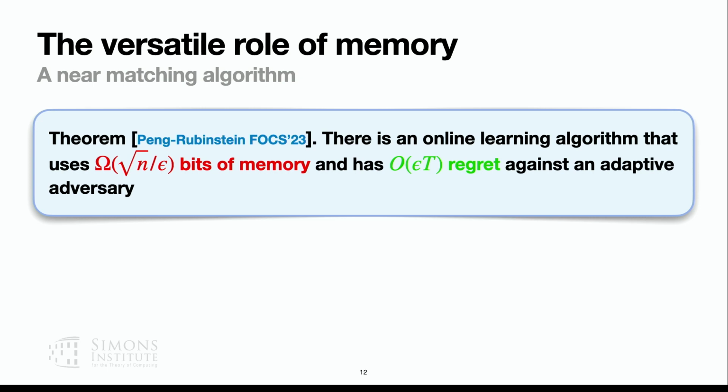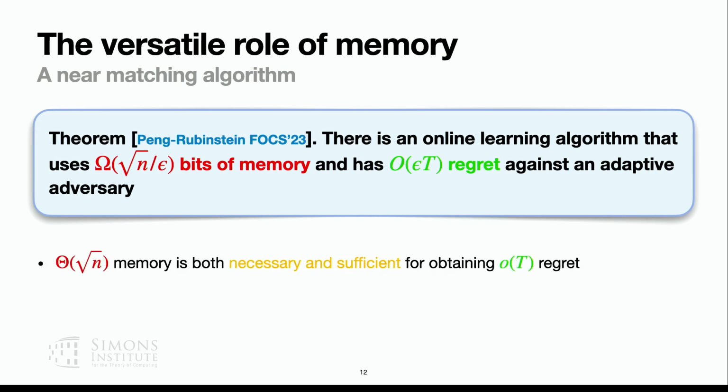Because multiplicative weights itself just uses n space, it does not make sense if you have x smaller. So this just shows that square root n memory is both necessary and sufficient to obtain sublinear regret. Okay. Any questions so far?